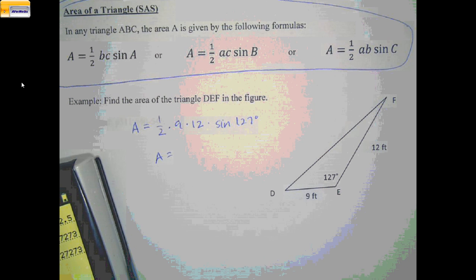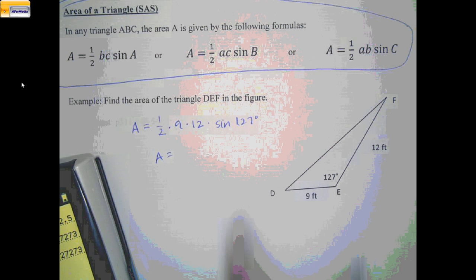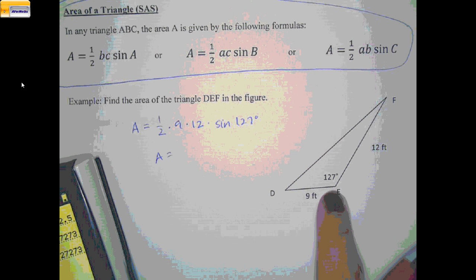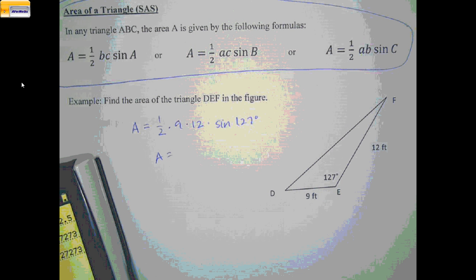You have to find the height for that? The height is this piece right here, 12 times sine of 127. That is the height of it. The base is 9. So you don't actually have to find it. The formula has done it for you. Does that make sense to whoever asked that question?